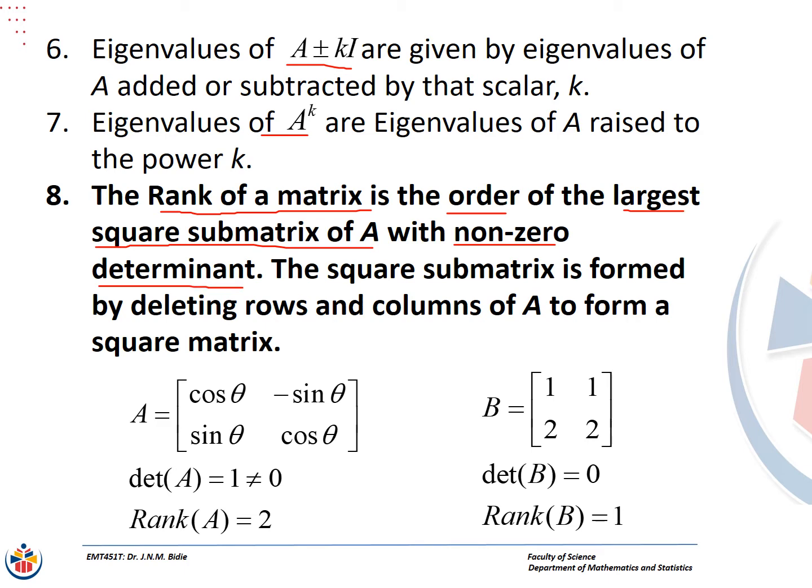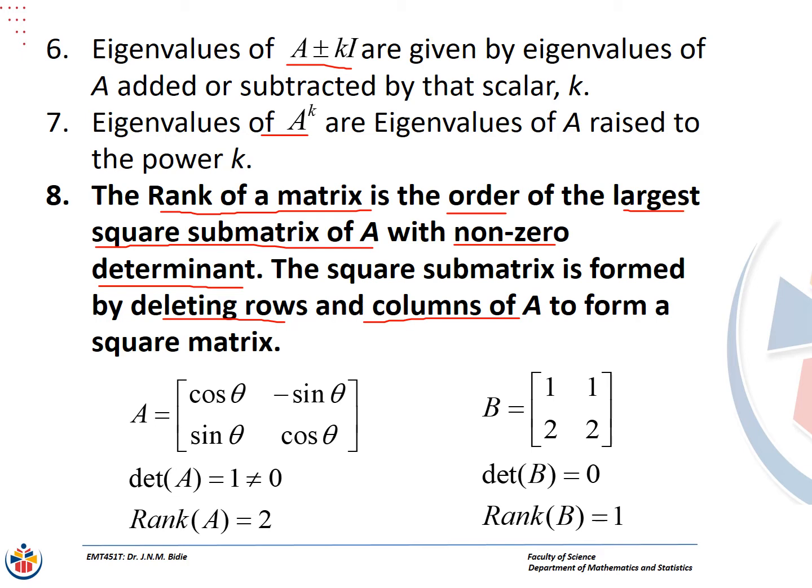What do I mean? In order for you to get the rank of a matrix, the first thing you need to do is calculate the determinant of the given matrix. If the determinant is zero, then delete one row and one column of A, forming another square matrix, and calculate the determinant of that matrix. If it's zero, you continue deleting one row, one column, until you get a square matrix that has a non-zero determinant. Then the rank of that matrix will be the order of that matrix that gave you a non-zero determinant.